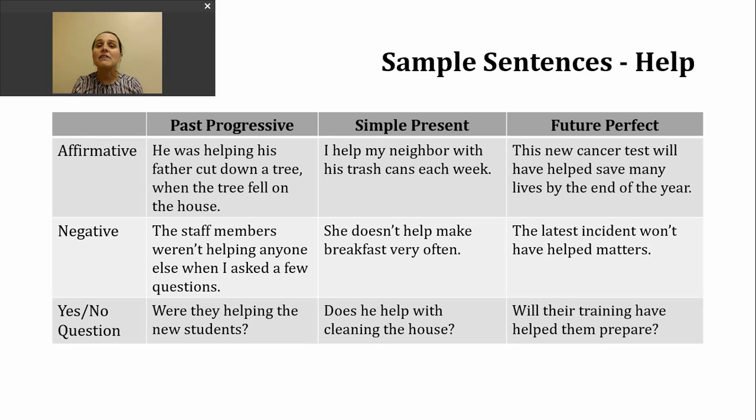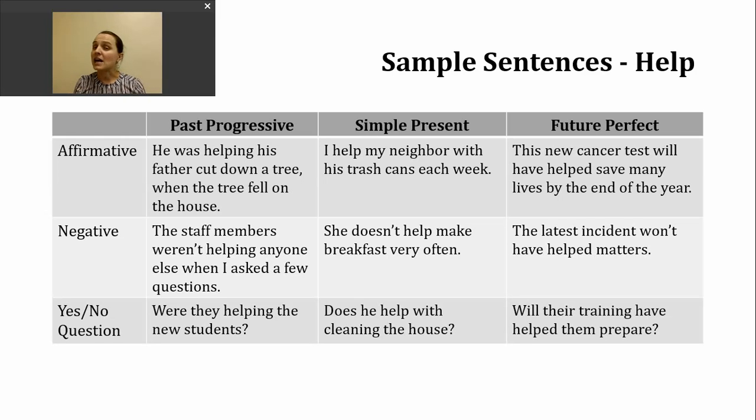If I want to make future perfect negative, I just need to add not after will. Many times you'll hear native speakers use the contraction won't. Here's an example. The latest incident won't have helped matters.